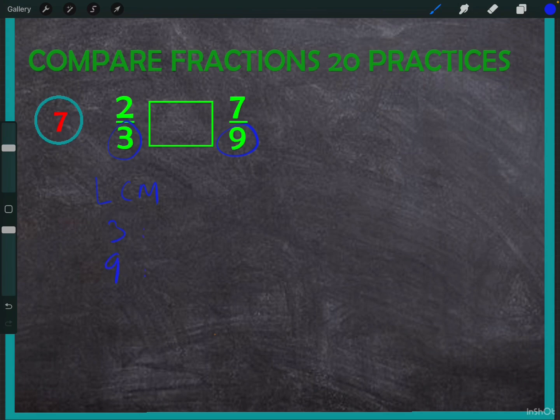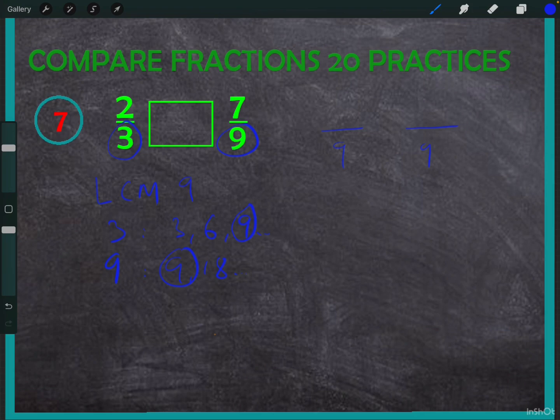For number 3, we have some multipliers: 3, 6, 9, etc. For number 9, we have 9, 18, etc. We see that 9 is the least common multiple of 3 and 9, or the LCM is 9. From here, we will convert the two original fractions into two new fractions with the denominator 9.